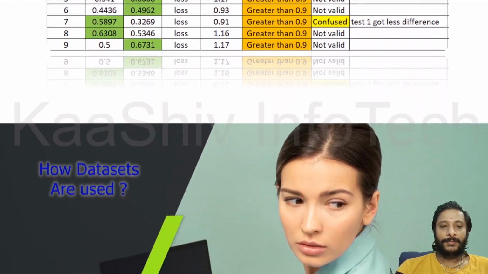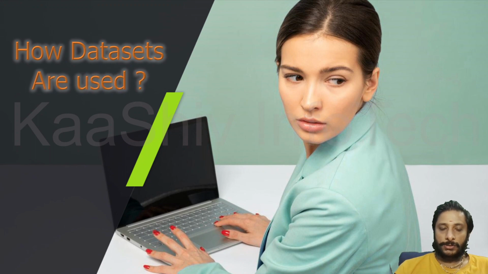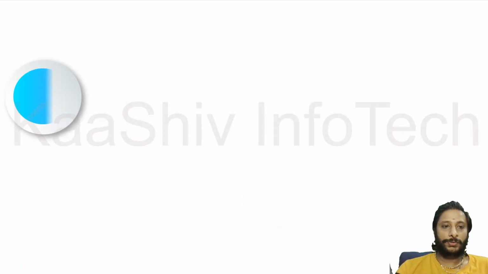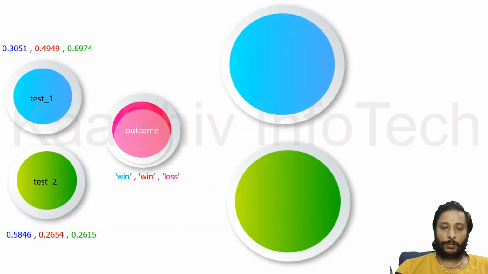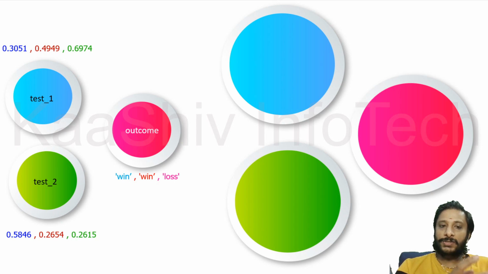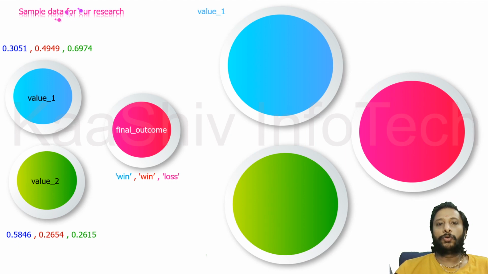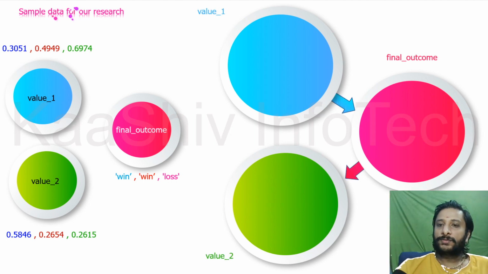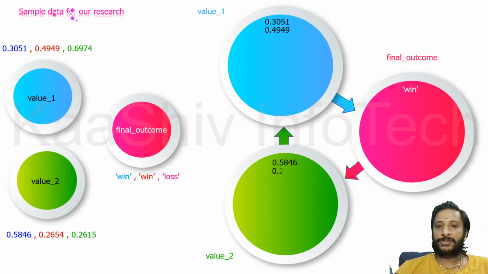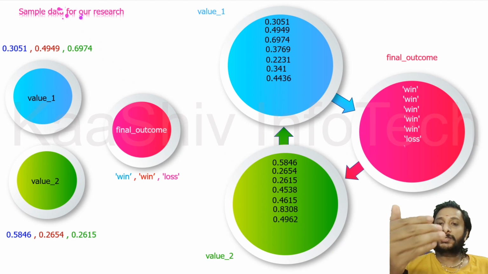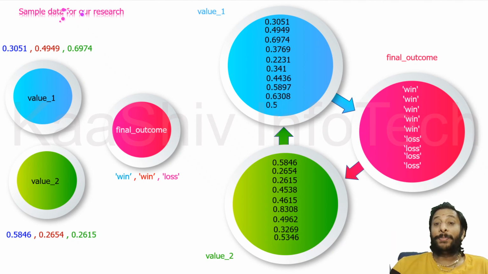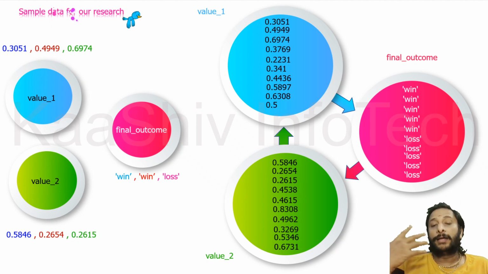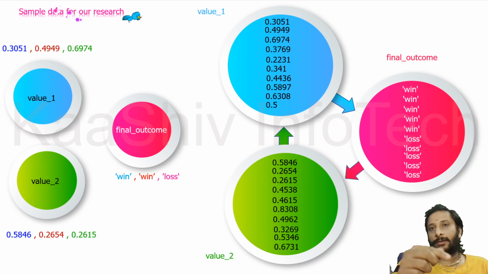Let's move on and see how these data sets are used. You have the test 1 value, the test 2 value, and the outcome value. Based on test 1 and test 2, I get the outcome. You can see value 1, value 2, and the final outcome here, so they are correlated. This is the trained model. If we apply the algorithm, which is already applied, where the value is less than 0.9 or greater than 0.9, that is the algorithm.